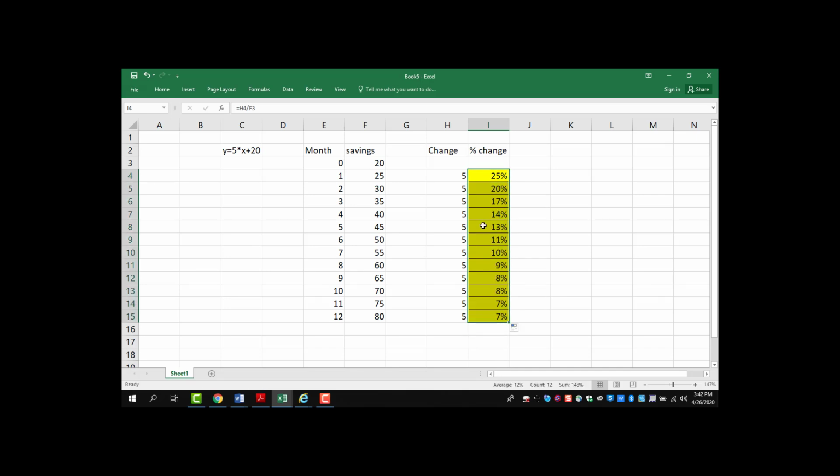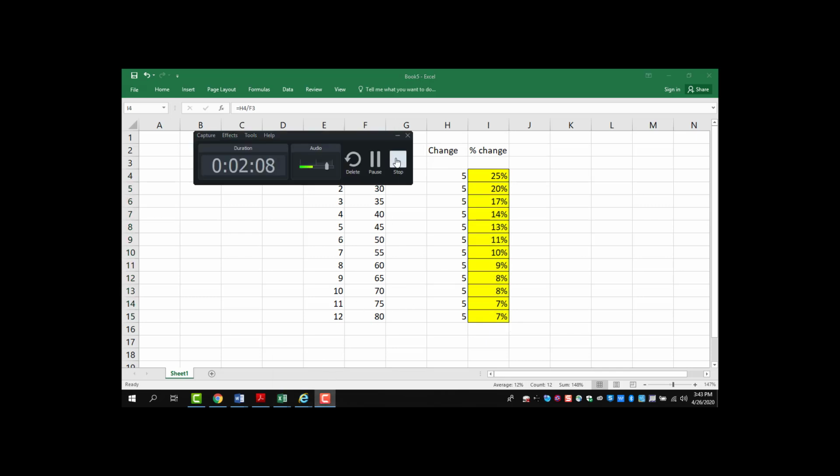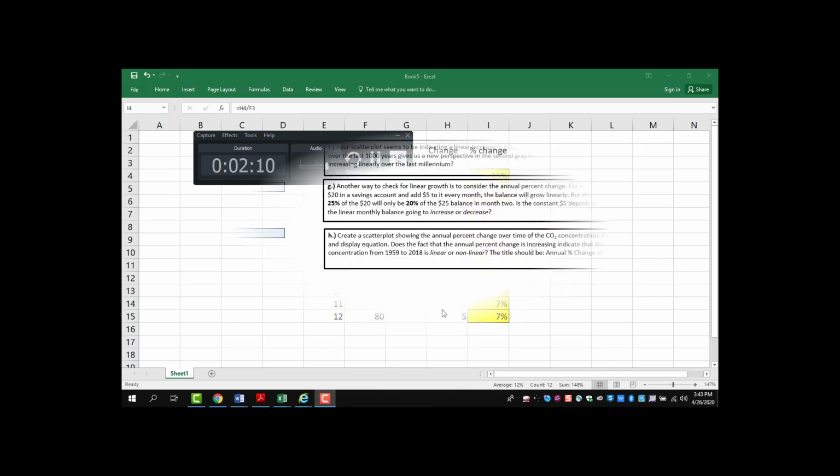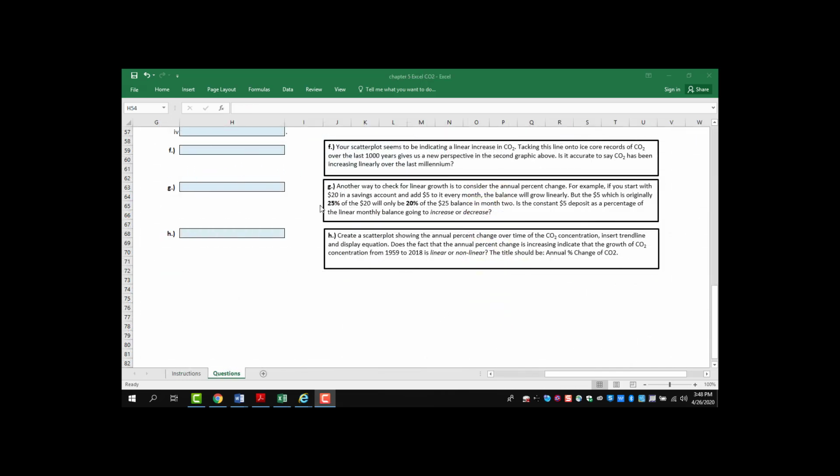And you can see the percent change is decreasing because the $5 is a smaller and smaller part of the total as each month goes along. So a true linear equation is going to behave this way, where the percent change is decreasing as time goes on. That's if you have a positive slope, obviously. So you can answer those questions from there.